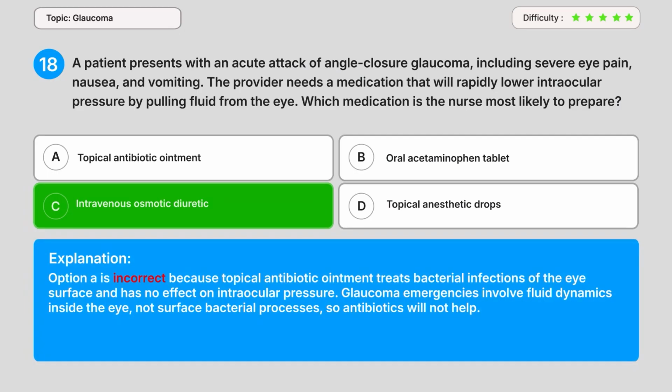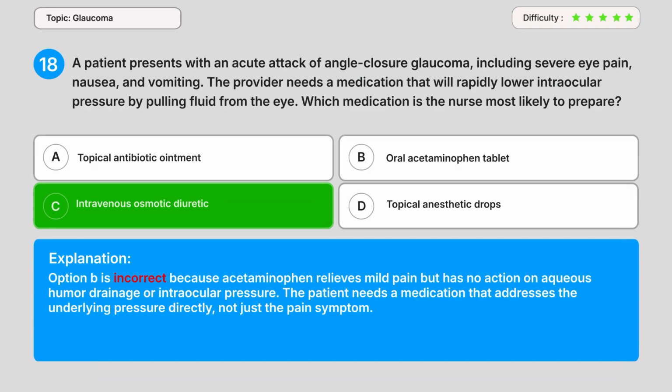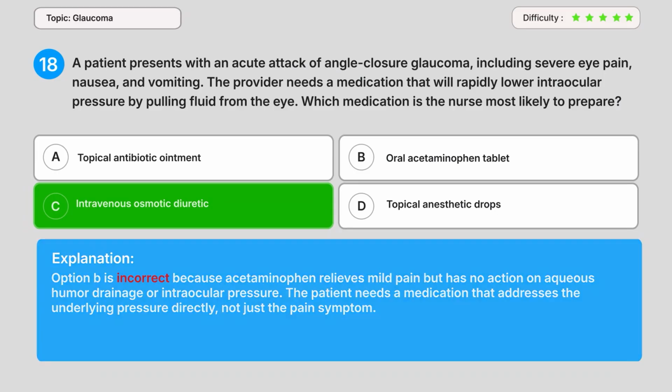Option A is incorrect because topical antibiotic ointment treats bacterial infections of the eye surface and has no effect on intraocular pressure. Glaucoma emergencies involve fluid dynamics inside the eye, not surface bacterial processes, so antibiotics will not help. Option B is incorrect because acetaminophen relieves mild pain but has no action on aqueous humor drainage or intraocular pressure. The patient needs a medication that addresses the underlying pressure directly, not just the pain symptom.